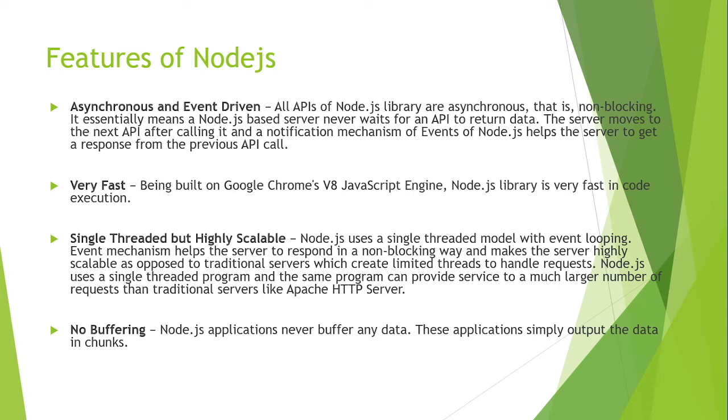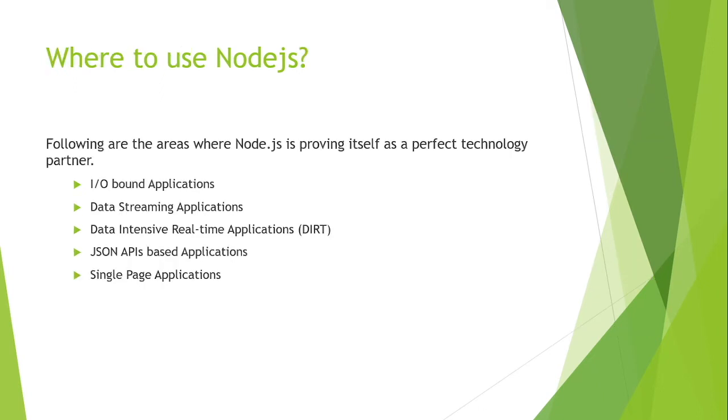No buffering. Node.js applications never buffer any data. It means it never waits to load all of that data. These applications simply output the data in chunks. So it returns the chunks of the data. It will not wait for all the code to return. It will just send you the code which is already processed. So that's why its data comes in chunks.